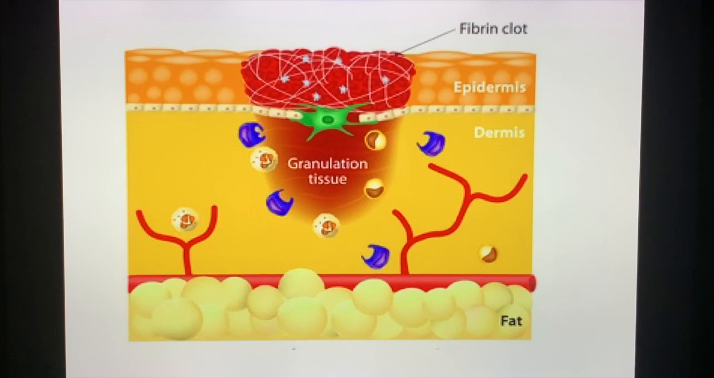Now here, you have your blood vessels here. This is the dermis. The yellow, that's the dermis. This is your epidermis. So there's now formation of granulation tissue. You have your fibroblasts, and you have your fibrin clot here.